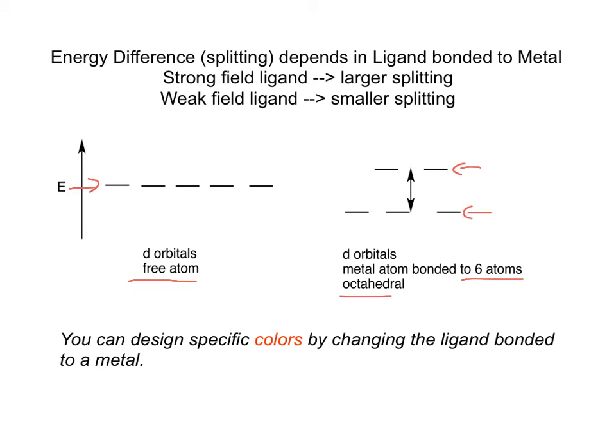The increase or decrease in the energy of the d orbitals is due to the orientation in space of each d orbital. The energy difference between the d orbitals, also called the d orbital splitting, depends on the ligand bonded to the metal. That energy difference determines the color of the coordination compound.